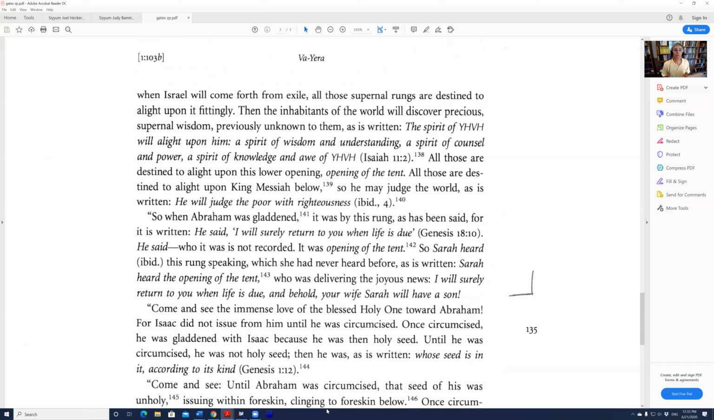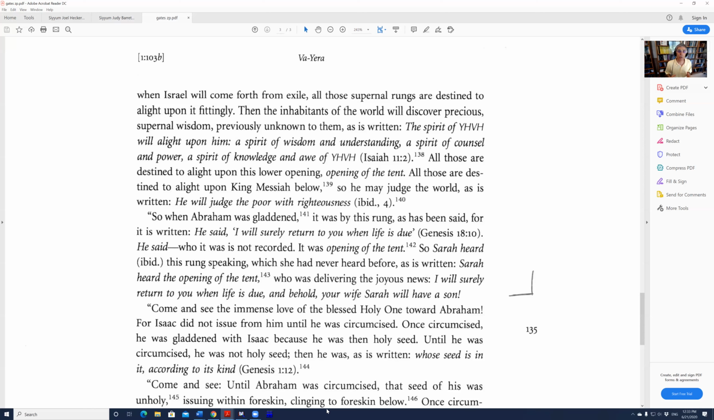However, when Israel will come forth from exile, all those supernal rungs are destined to alight upon it fittingly. Then the inhabitants of the world will discover precious supernal wisdom, previously unknown to them. As is written, the spirit of Yud-Heh-Vav-Heh will alight upon him, a spirit of wisdom and understanding, a spirit of counsel and power, a spirit of knowledge and awe of Yud-Heh-Vav-Heh.